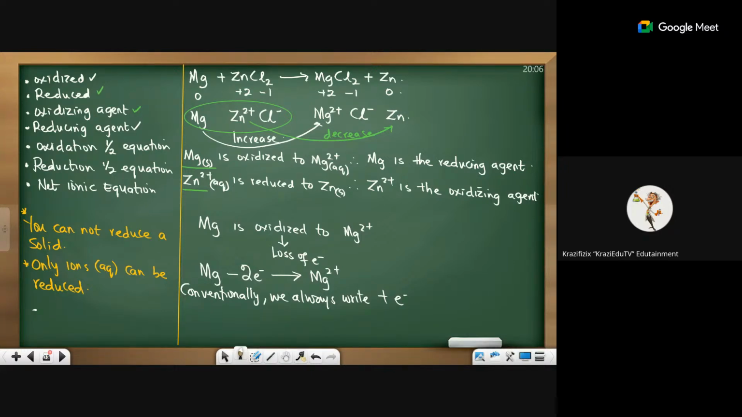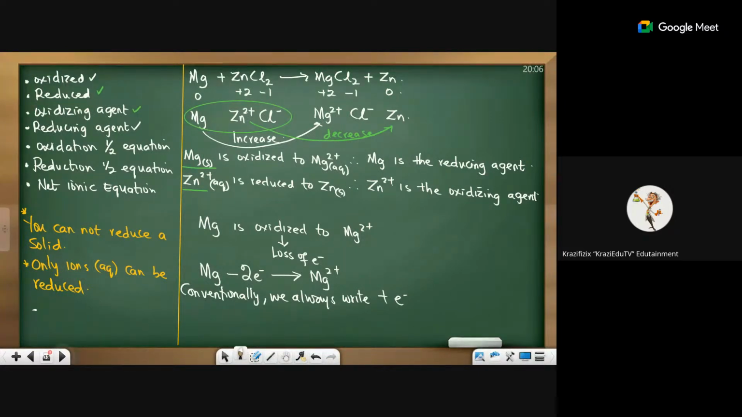To balance, what do we do? We check the number of what? Electrons. How do you do it? You switch them. Multiply, you write them out. Keep what's on the left to the left. Keep what's on the right to the right.